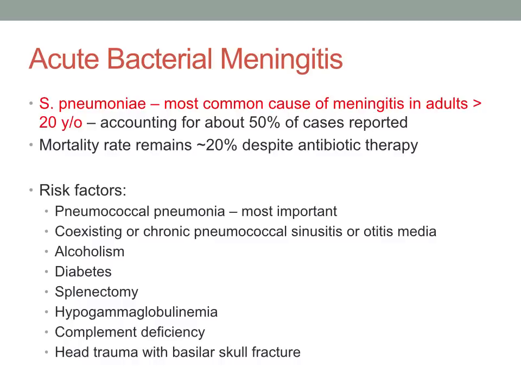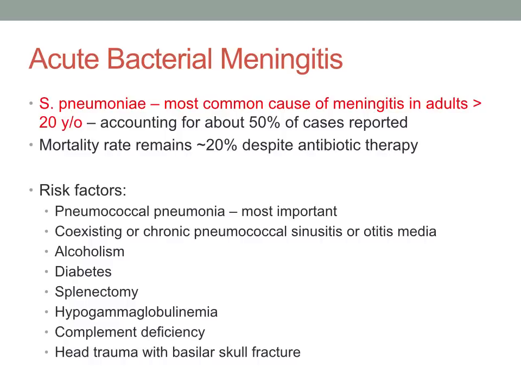Risk factors for developing strep pneumo bacterial meningitis would be a pneumococcal pneumonia, meaning you had strep pneumo as the cause of your pneumonia. That's the most important cause there, because if that spreads and it gets into the central nervous system, then absolutely it can cause a meningitis.